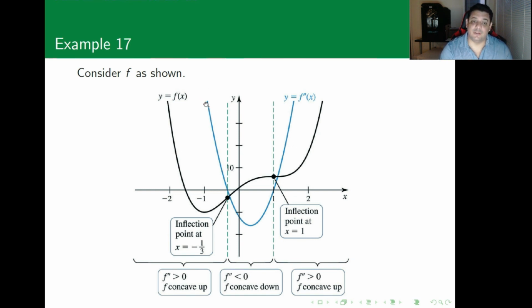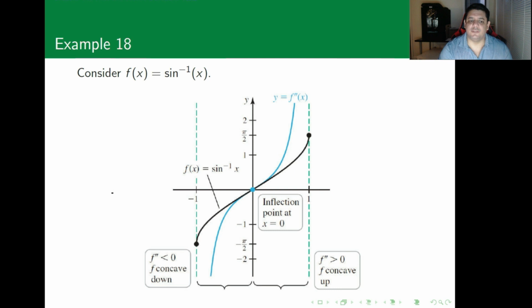So now notice since the second derivative is positive from minus infinity to minus 1/3, you can see that the function is concave up to that point. Then it's going to change to concave down since f double prime is negative in there, and then it's going to change again at 1 to be concave up, since the second derivative function is positive in here.